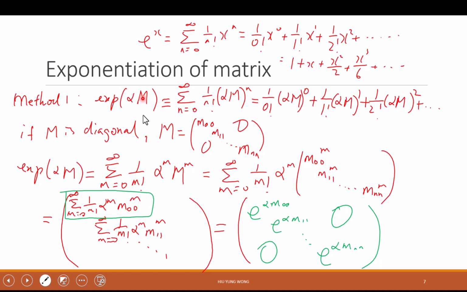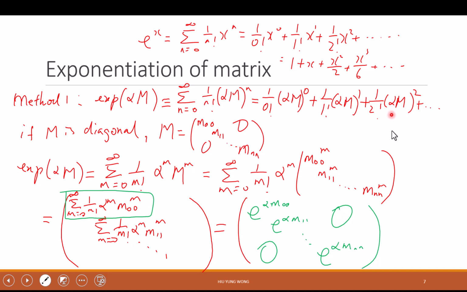So if I have a general matrix, which is not diagonal, you can always find its exponent by using this method. It's the same if you want to take the log of a matrix, or the sine of a matrix. You just use this definition, the Taylor expansion, right? So it becomes 1 over 0 factorial alpha M to the power 0. It's just like I'm putting x equal to alpha M, but now the M is a matrix.